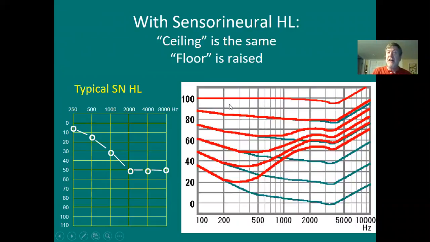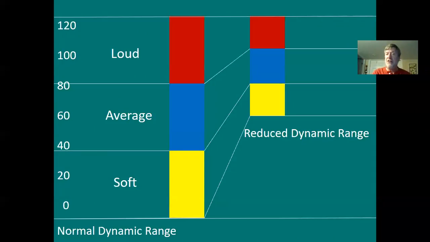He's got a big dynamic range in the lows. You can hear quite soft in the lows, and you can tolerate up to quite loud in the lows. But in the high frequencies, his floor is elevated. Okay, so his dynamic range is squished. All right, and hearing aid fitting methods all address this. It's the narrow dynamic range.